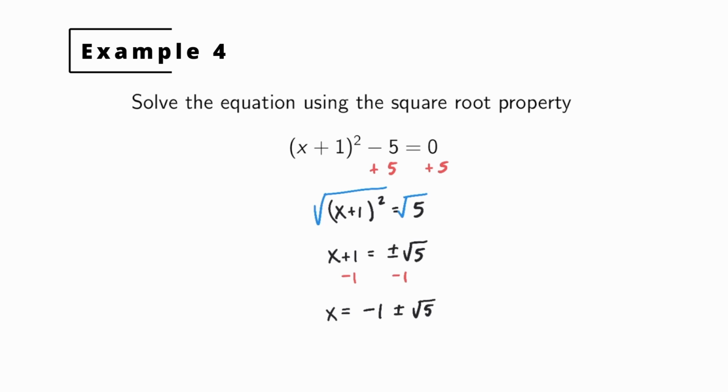Now, it's important to understand that this is actually two numbers. It's either x is equal to negative 1 plus the square root of 5, or x is negative 1 minus the square root of 5. Again, many times we'll just leave it like this rather than writing all of this out, but this is actually two numbers. And that's it for solving equations using the square root property.